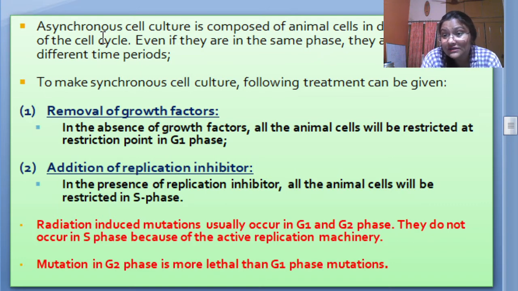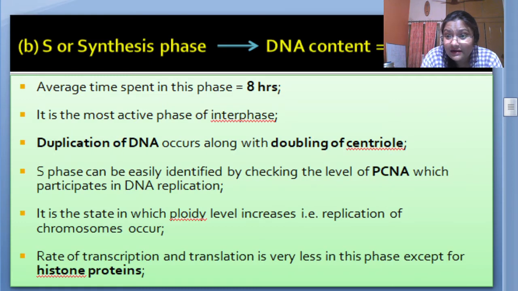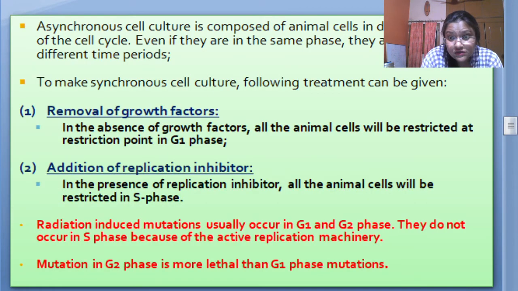And even if they are in the same phase, like I just discussed, in S phase the cells stay for 8 hours. So even if two cells of our body are in S phase, maybe one cell has spent 4 hours in the S phase, another one has spent only 2 hours, and yet another one has spent 6 hours. So even if the cells are in the same phase, they are at different time periods.